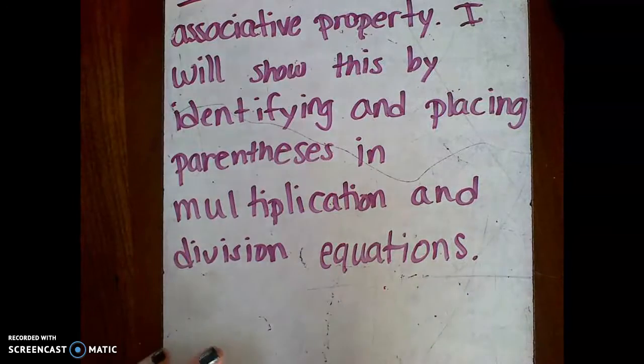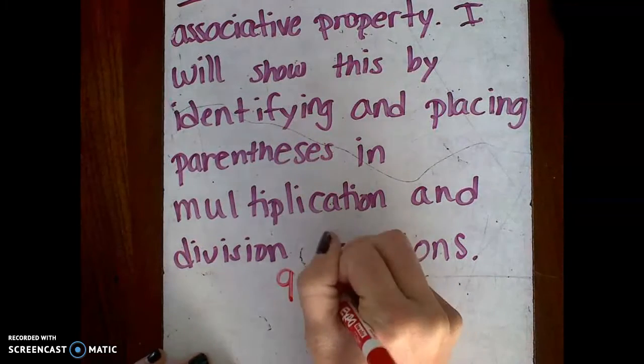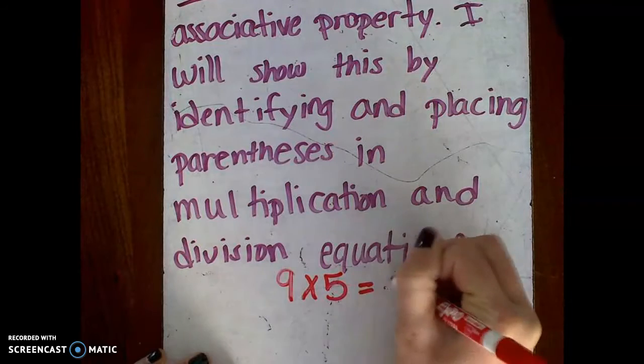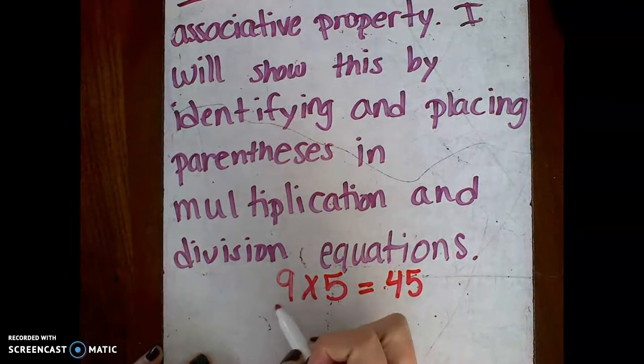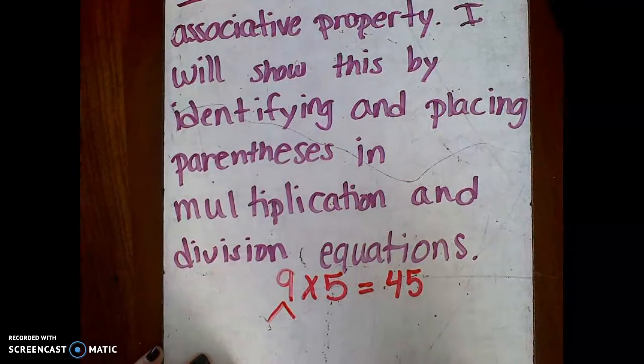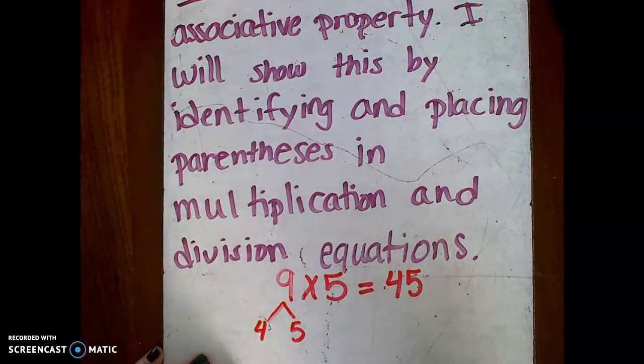For example, if I have 9 times 5, I know that that equals 45 because I've been doing multiplication for a very long time. You're new to multiplication. I would never expect you to just know that right off the top of your head. I do expect you to know that 9 can be broken down into 4 and 5. And I then can use this breakdown to help me get to 45 a little easier.